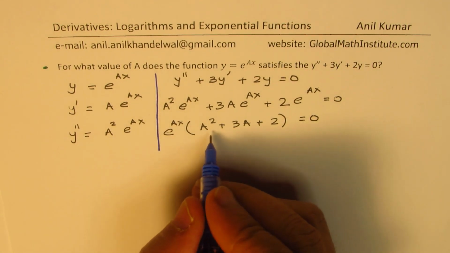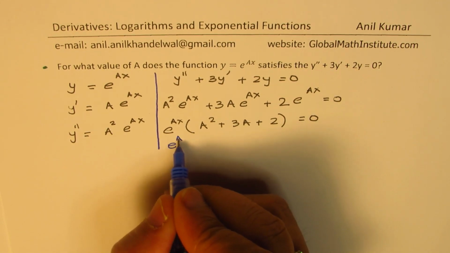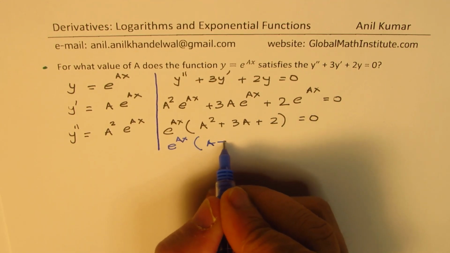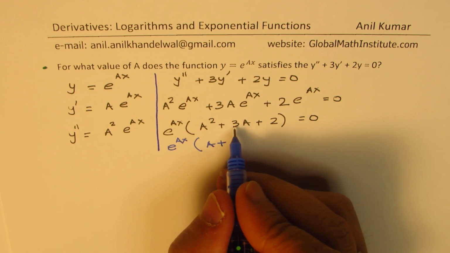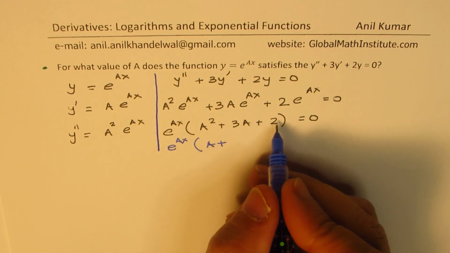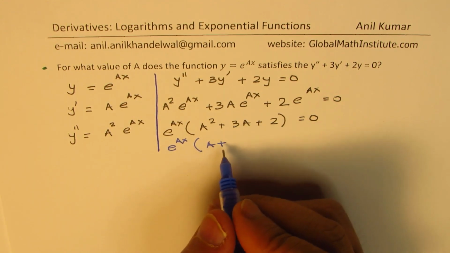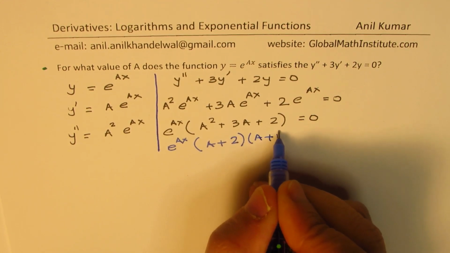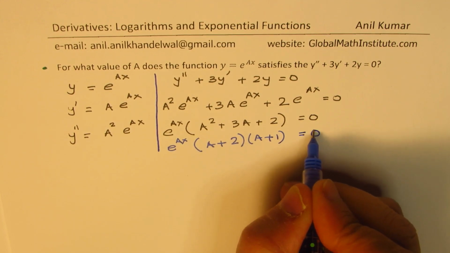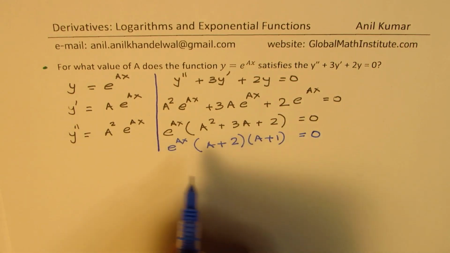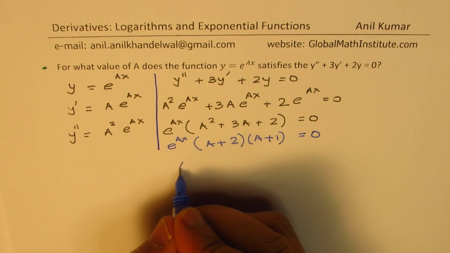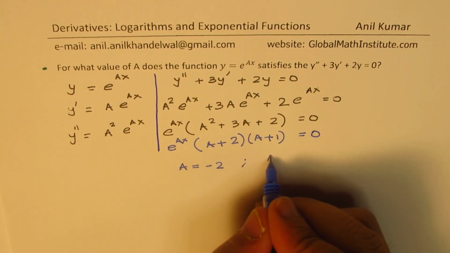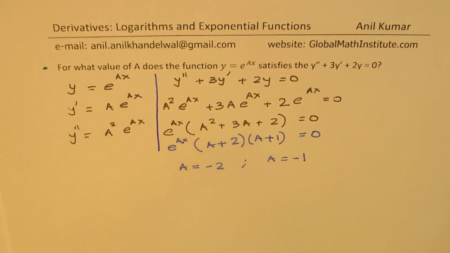Factoring this, we get a plus 3 can be written as 2 plus 1, right? 2 times 1 is 2 and 2 plus 1 is 3. So that gives us a plus 2 times a plus 1 equals 0. Now, in this factored form, clearly we have two possible solutions. One is a equals minus 2, and the second one is a equals minus 1.